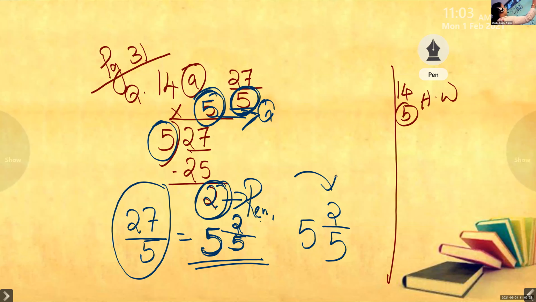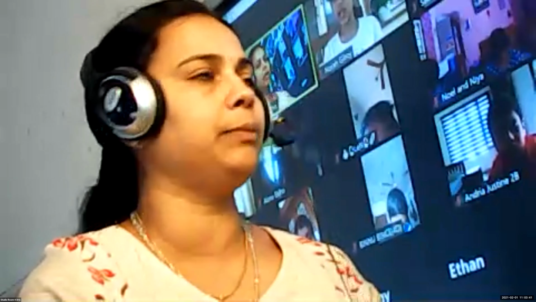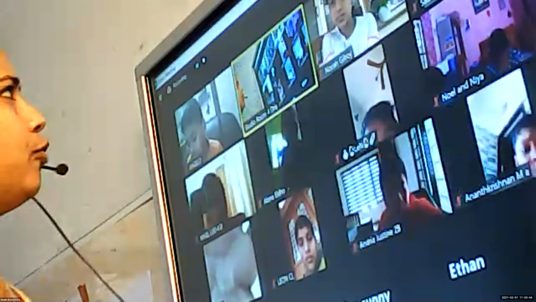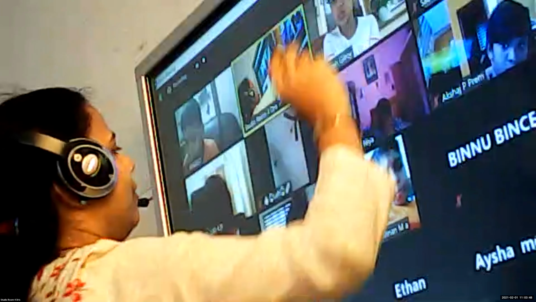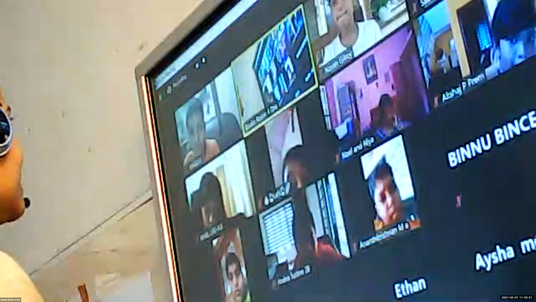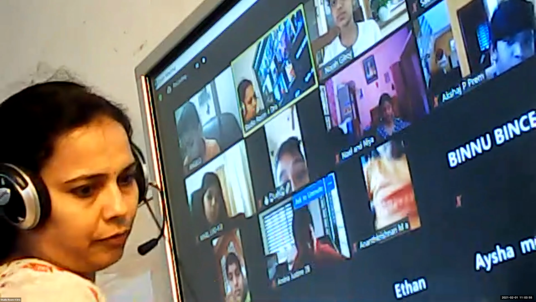So question number 14b, children, you have to do as homework. What is the same question? Convert this improper fraction into mixed fraction. So what do you have to do? You have to divide and write the quotient as the whole number, and the remainder will be the numerator, and write the same denominator. Same question for 14b you have to do. After you finish, I will send the notes. You can check whether your answer is correct or wrong. Okay. So next question, question number 15a.